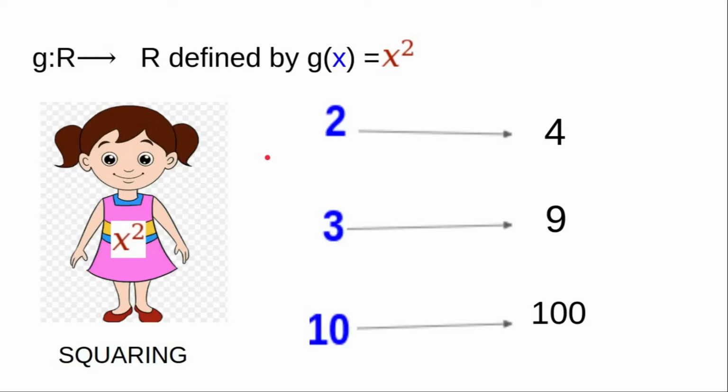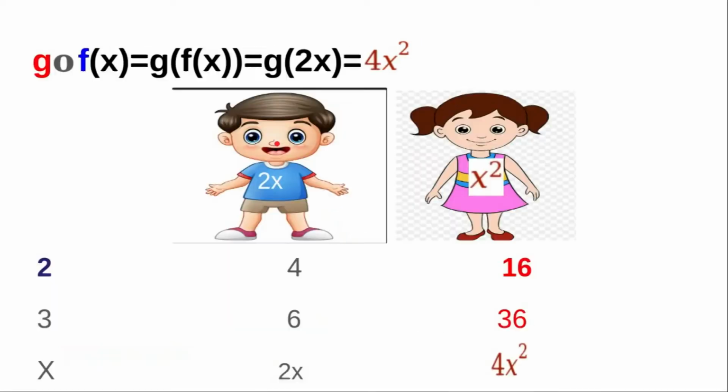Now we can combine these two functions and make the compositions. The first one is g composition f of x, which is defined as g of f of x. Now I am arranging the functions in a particular order: first f, then g. That means first 2x, then x square.